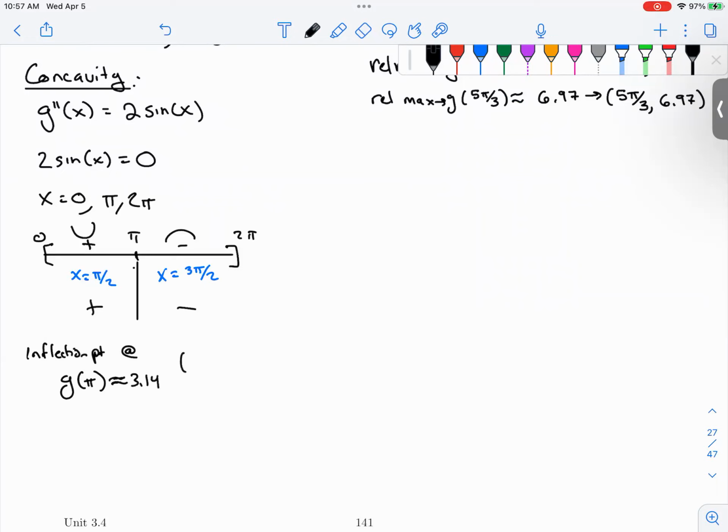So we have an inflection point at pi, comma, 3.14. Technically, it's pi, but our y scaling is going to be based on integers. Our x scaling is going to be based on angle measurements, and you'll see that in a second. All right. Any questions on anything we got so far?